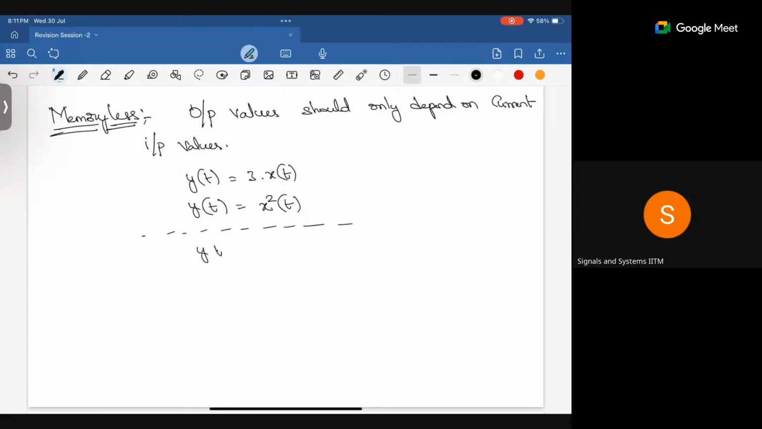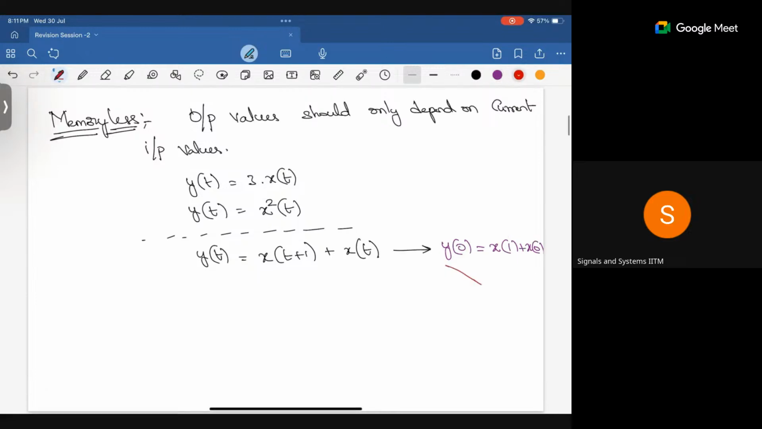Whereas y of t being x of t plus 1 plus x of t, this is a memory system, right? If I want y of 0, it is basically x of 1 plus x of 0. So for computing y of 0, which is the current value, I need x of 1's value, which is the future value. I need to store x of 1 also to compute y of 0. So this is not memoryless. It's a memory system.